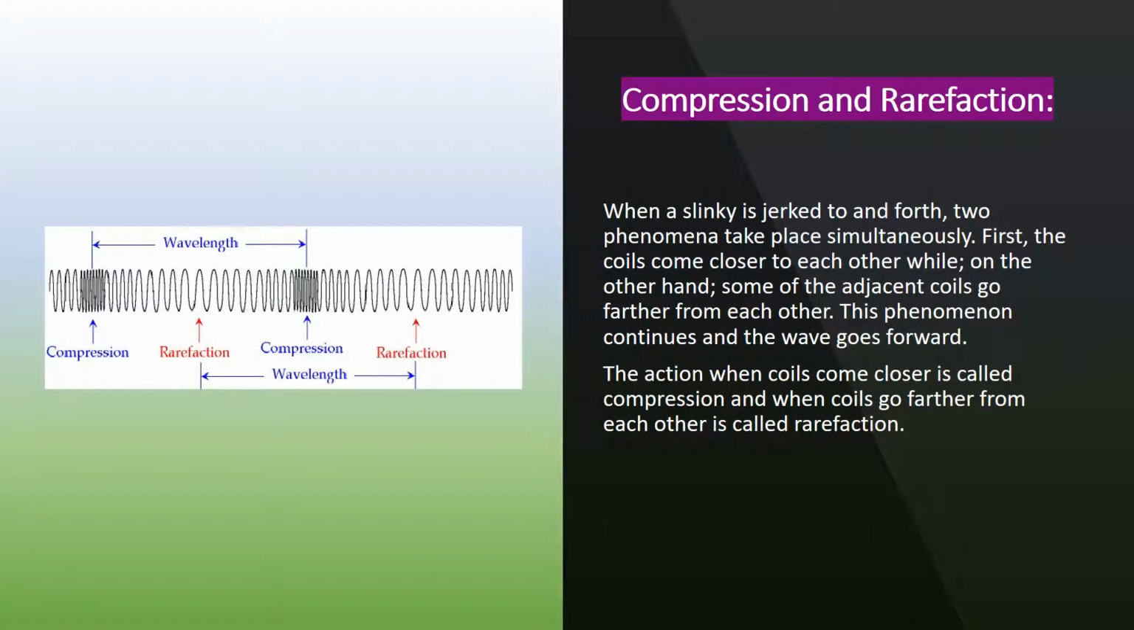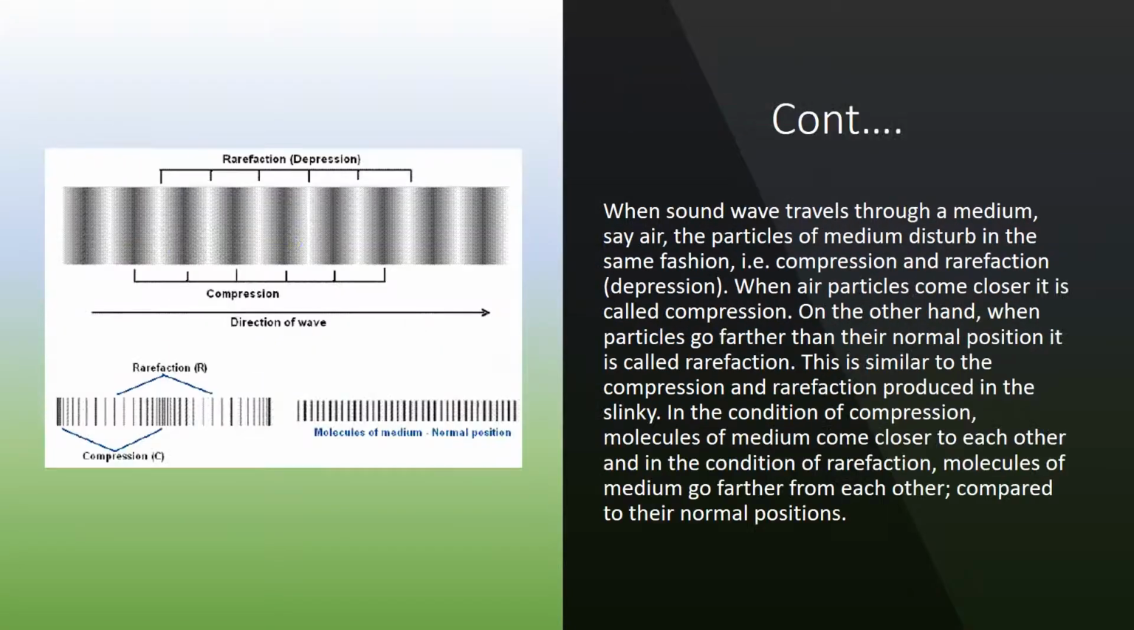Compression and rarefaction. When a slinky is jerked to and fro, two phenomena take place simultaneously. First, the coils come closer to each other while, on the other hand, some of the adjacent coils go farther from each other. This phenomenon continues and the wave goes forward. The action when coils come closer is called compression and when coils go farther from each other is called rarefaction.